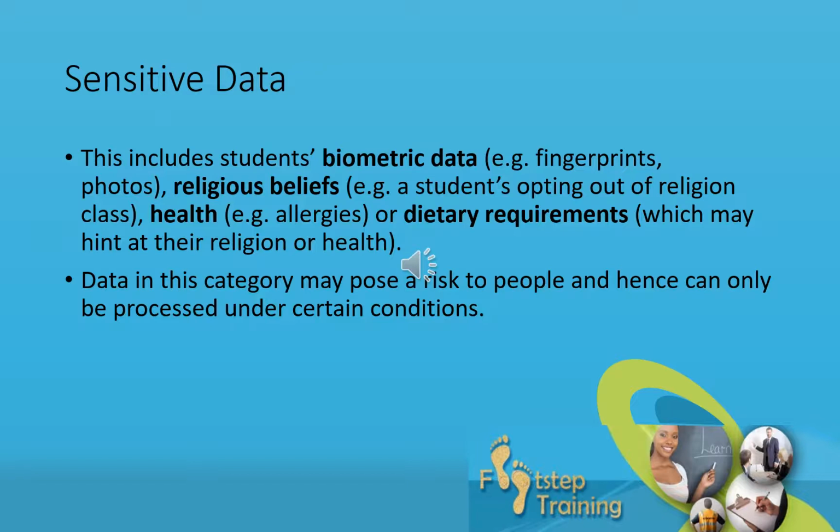Sensitive data, on the other hand, includes students' biometric data, for example, fingerprints or photographs, religious beliefs, for example, a student's opting out of a religion class, health, which could be information about allergies or dietary requirements, which may hint at their religion or health. Data in the sensitive category may pose a risk to people, and hence can only be processed under certain conditions.